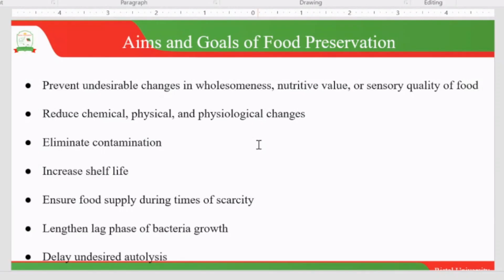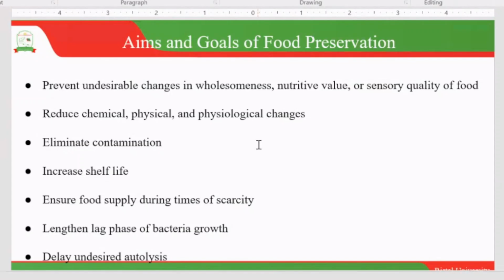And also we're looking at reduction in chemical, physical, and also the physiological changes of these different foodstuffs. We'll look at those different foodstuffs, things to do with the milk and etc. Mostly those nutritious foods that undergo a lot of chemical changes, for example, the acidity of fats and etc. And also we are looking at preservation being one way of eliminating contamination of these foods. We know that different types of contamination, the cross-contamination of foods and etc.